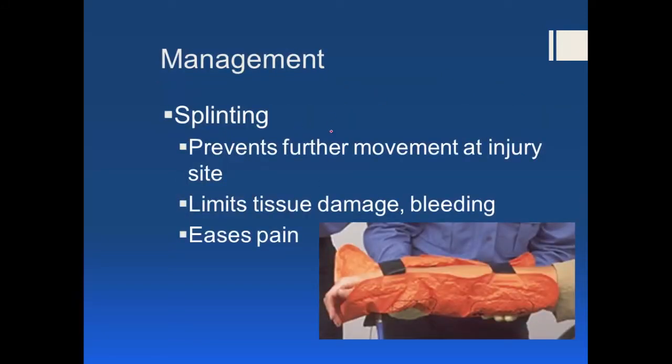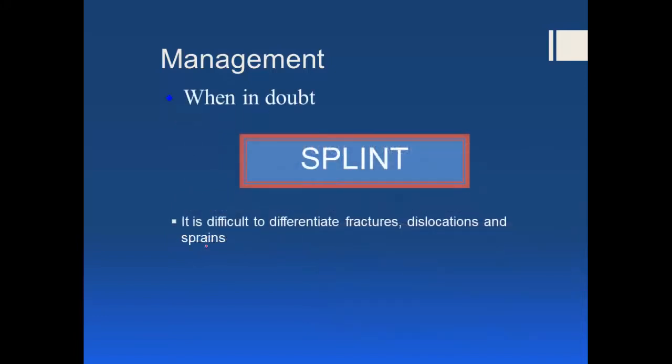So splinting. Splinting is a great thing for us. Splinting prevents further movement at the site of injury. It limits tissue damage, bleeding, and, believe it or not, it really does help with pain when the patient is not constantly moving it. When in doubt, splint it. If the patient expresses concern that they have an injury to an arm or a leg or a joint, then just splint it. It's going to make the patient more comfortable. It's really difficult for us to differentiate between fractures, dislocations, and sprains. So just splint them.